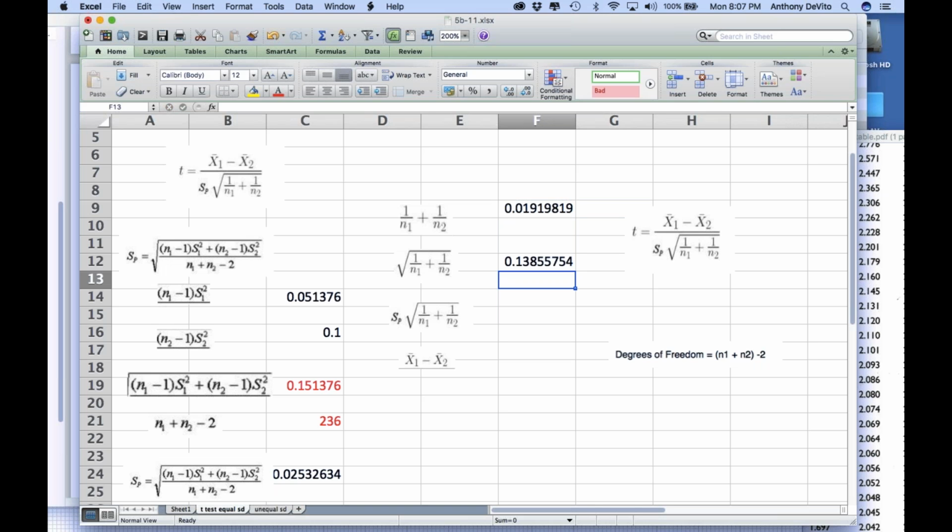Can we do this only if we have the data files, right? If I give you the data file, you can do this in SPSS. Yes. Okay.